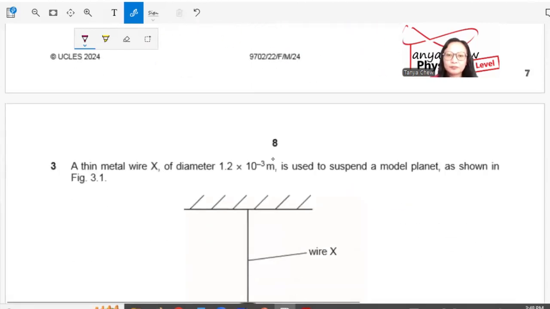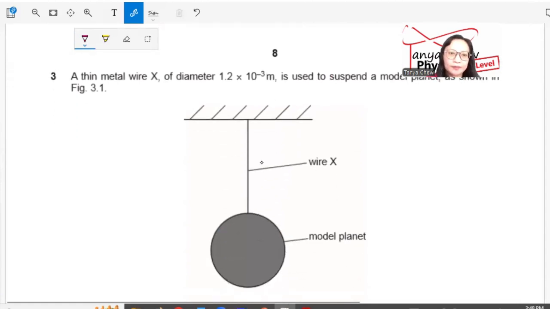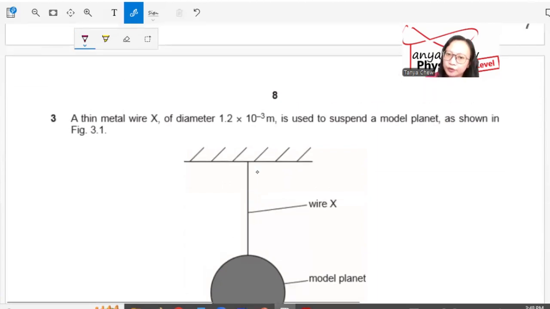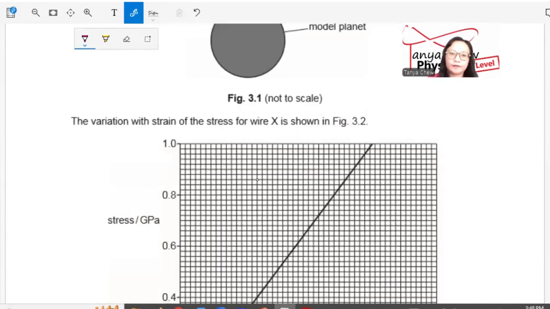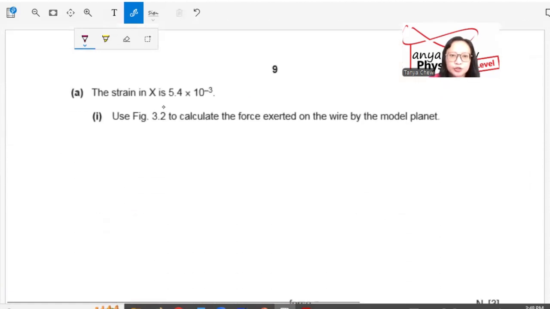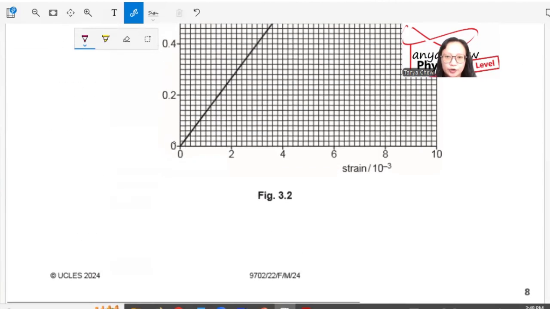Now the next one. A thin metal wire X of diameter 1.2 times 10 to the power negative 3 meter is used to suspend a model planet as shown in Fig 3.1. Variation of strain with stress for wire X is shown in Fig 3.2. The strain in X is 5.4 times 10 to the power negative 3. Use Fig 3.2. Whenever they ask you to use a figure, you have to use it. So you have to check from the figure.